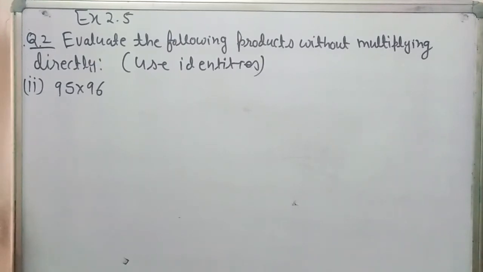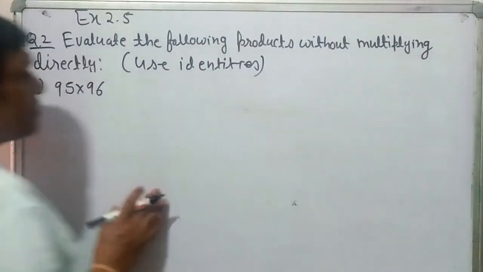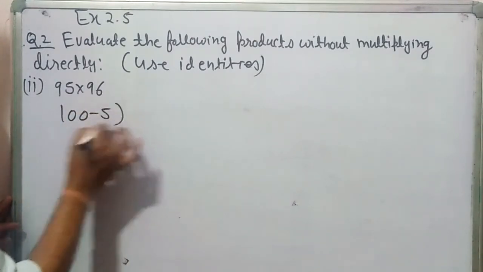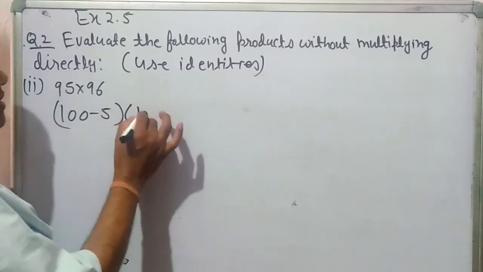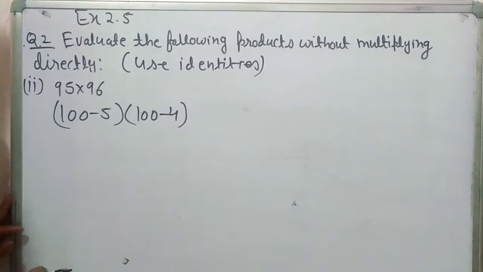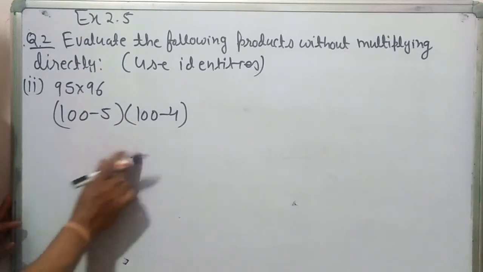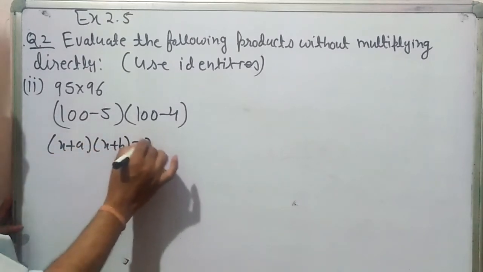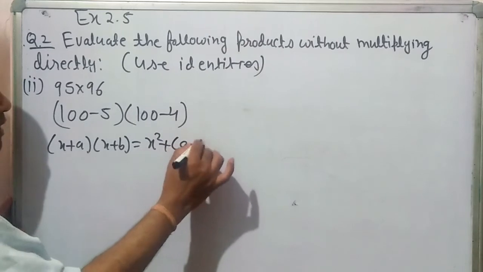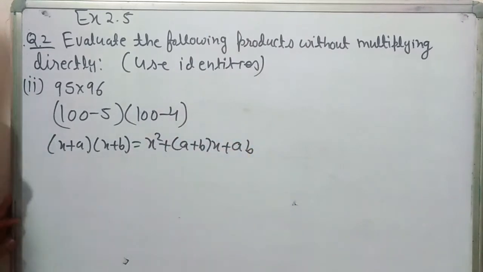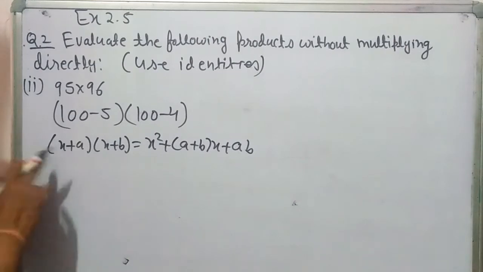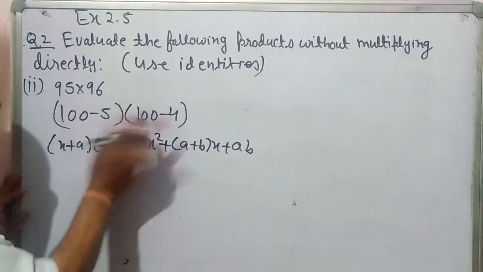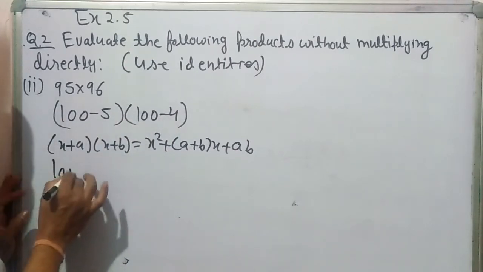The second part of this, students, is 95 multiplied with 96. What shall we do? We'll break up 95 as 100 minus 5, and 96 as 100 minus 4. Can we see the same identity? (x plus a) multiplied by (x plus b) is giving x square plus (a plus b) multiplied by x plus ab. Is it the same? What is x? x is 100. What is a? Minus 5. What is x? 100. And what is b? Minus 4. So simply you have to put the values.